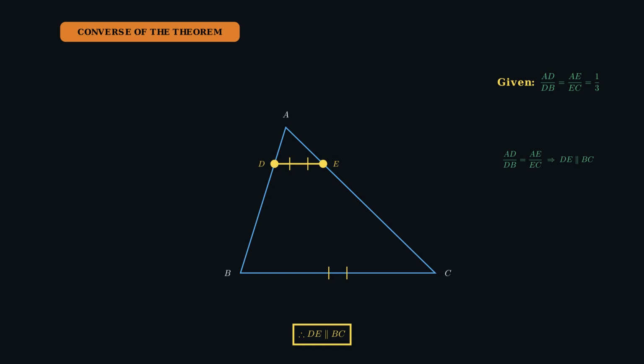Whenever you find proportional division on the two sides, you instantly know the line is parallel to the base. The converse is just as powerful as the original theorem.